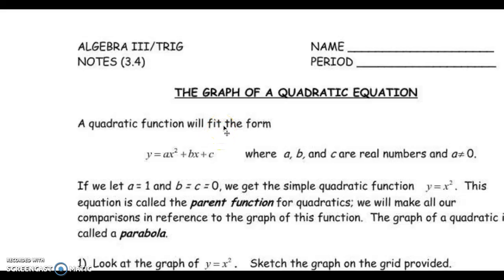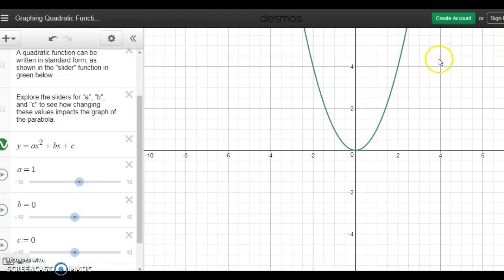I'm sitting at the desk and doing it on the laptop instead of being at the front of the board. So here's our notes 3.4. And what I want to do is, here's our standard equation, ax squared plus bx plus c. That's in standard form. And before we even get into graphing, I want to take a look at this graph here. This is Desmos. So you can see there's my standard equation right here.